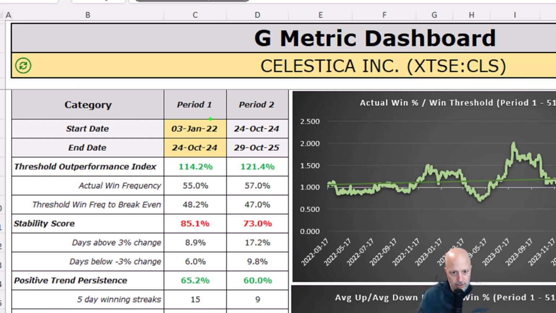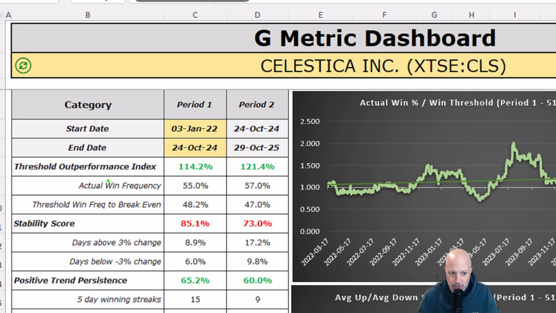So first thing I want to show you is that up here in the drop-down menu, I've selected Celestica as the stock we're going to look at today, and I've selected the period January 3rd, 2022 to October 24th, 2024. That means period 2 is October 24th, 2024 to October 29th, 2025.